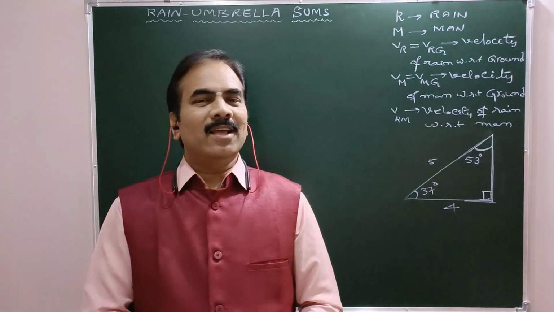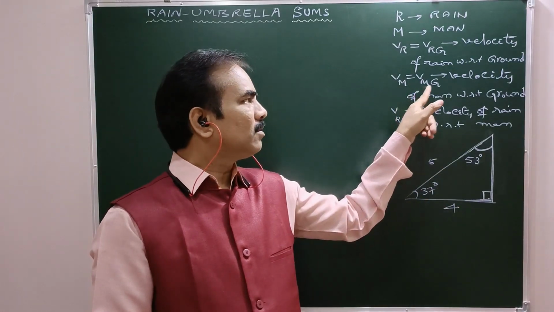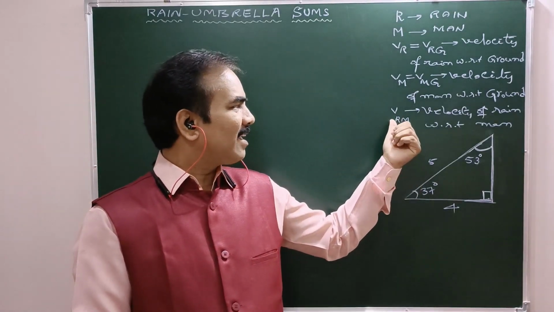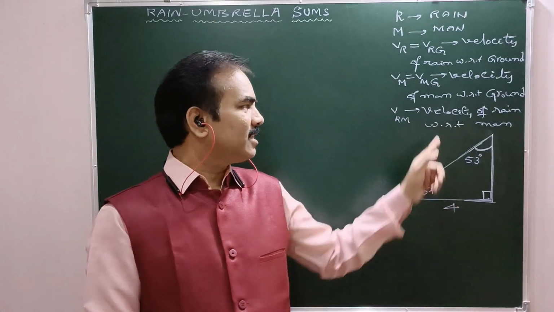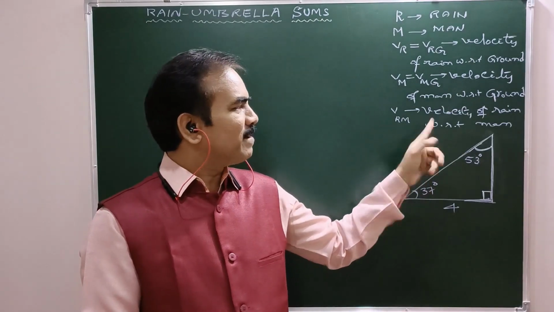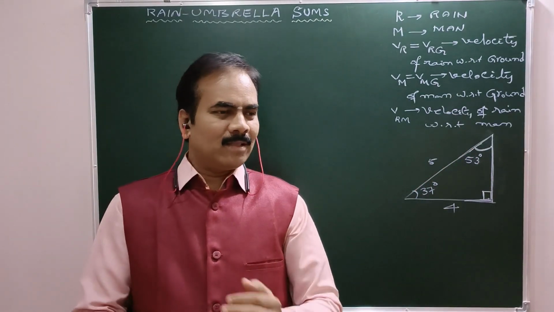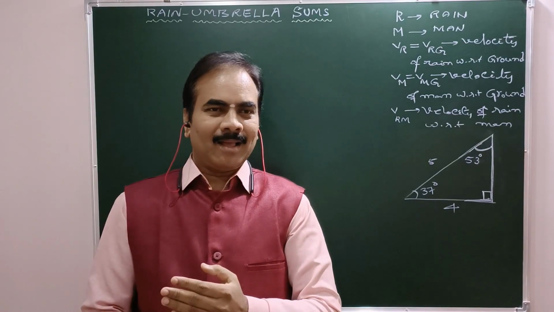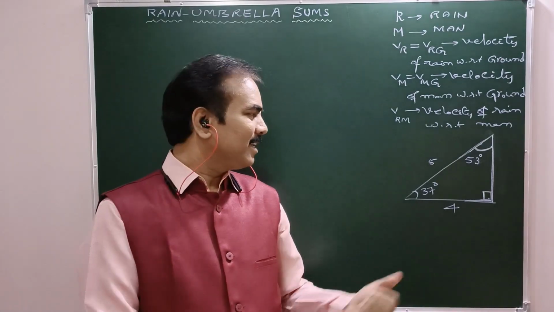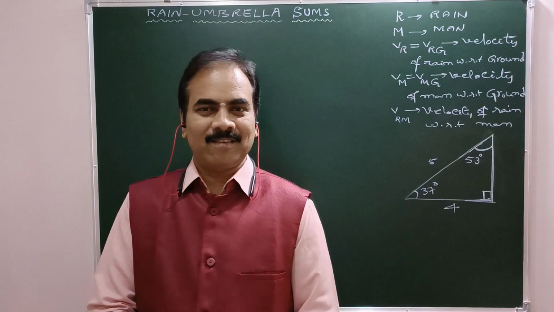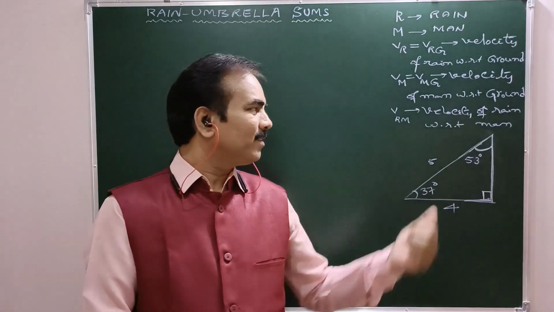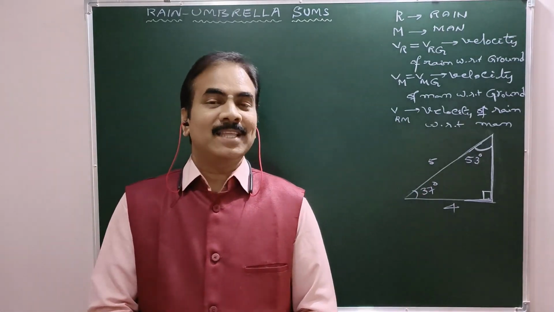Next, Vm means velocity of man with respect to ground, that is the absolute velocity of man. Similarly, Vrm means relative velocity of rain with respect to man. It is not absolute, that is the velocity of rain as measured by the man. If someone walks on a rainy day with an umbrella, to keep the rain away he must hold his umbrella in the line of the relative velocity of rain with respect to himself.